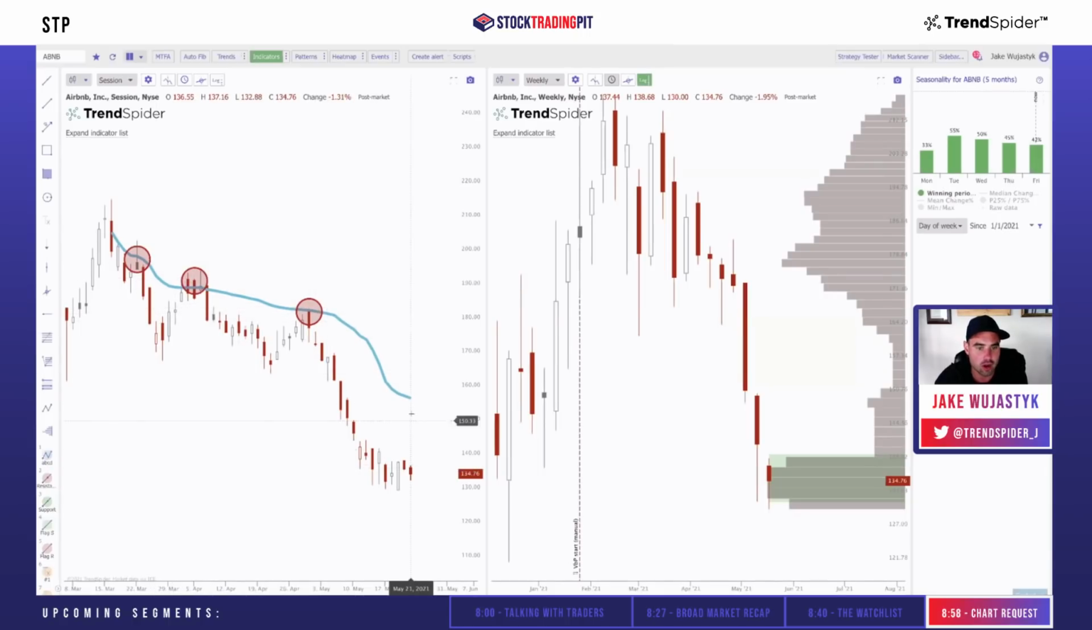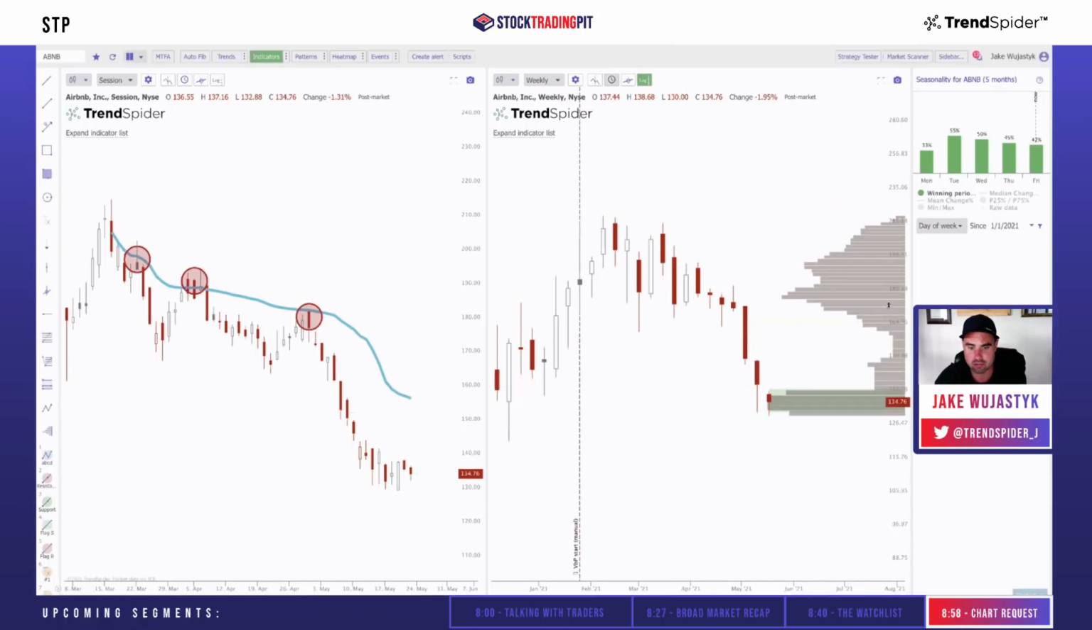So if we do move up, this anchored VWAP above would definitely be an area of interest, and that would be right around 157 for now. But remember, this does move with the price. So if the price continues to be below this anchored VWAP, this is going to continue to move down.